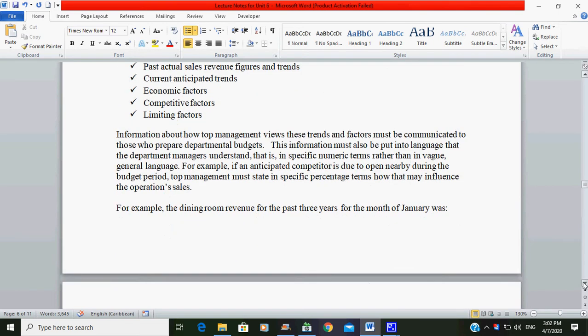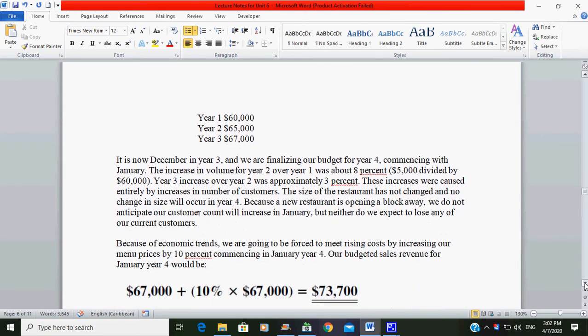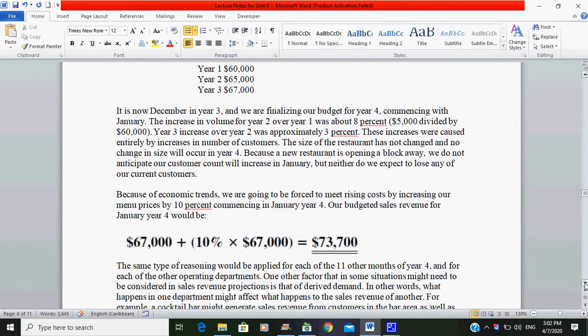For example, the dining room revenue for the past 3 years for the month of January was what? $60,000, $65,000, and what? $67,000, right? Good. It is now December in year three, and we are finalizing our budget for year four.